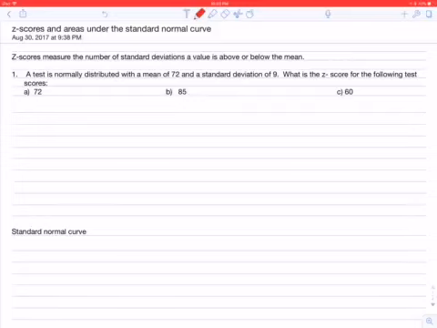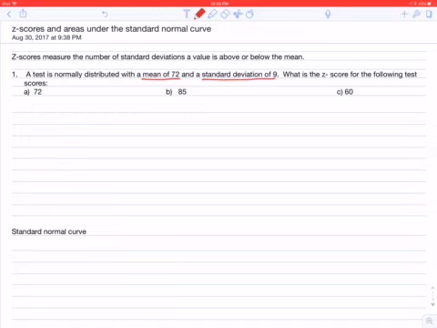Z-scores measure the number of standard deviations a value is above or below the mean. A test is normally distributed with a mean of 72 and a standard deviation of 9. We want to find the Z-score for the following test scores.